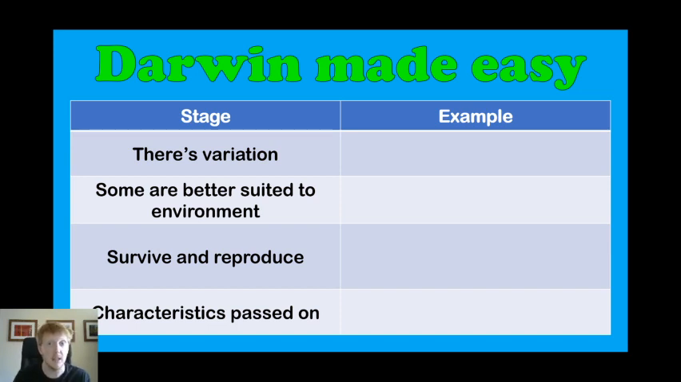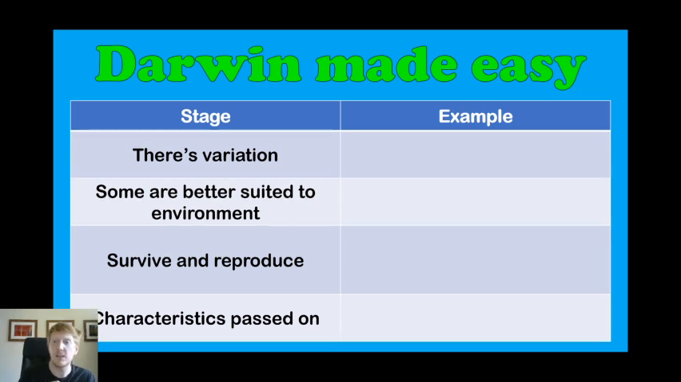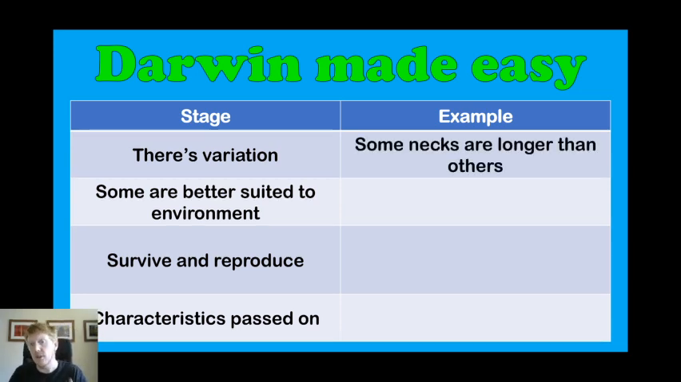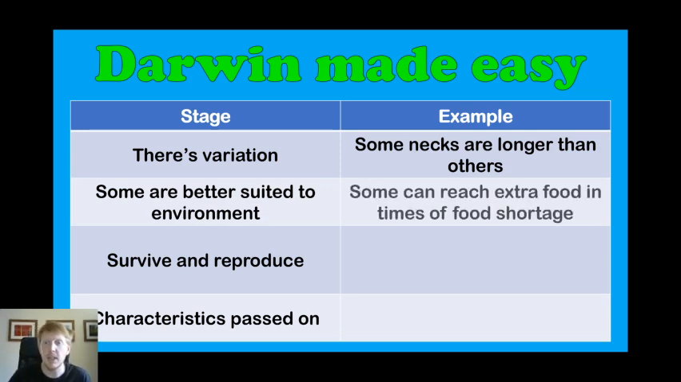And that's it, okay? So let's try that, guys. Let's give it a shot. So here we go. First off, in this particular population, some necks are longer than others, which is variation, okay? So some individuals can reach extra food in times of food shortage. Maybe there's a drought and they need to eat food that's higher in the tree.